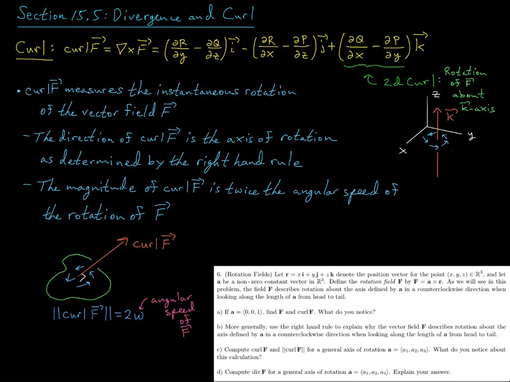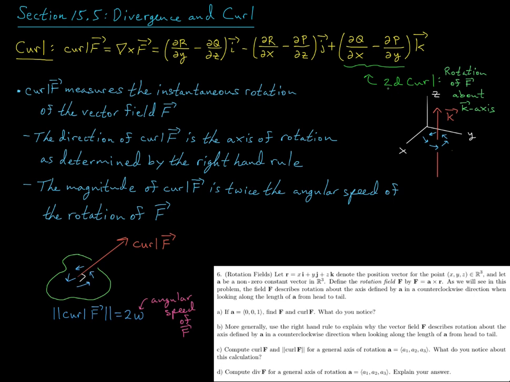Here, if I'm thinking about a vector field swirling around in the xy plane, and the curl's describing rotation of that field, we're really describing rotation about this axis determined by the vector k. And the amount of rotation is being measured by this quantity right here, partial Q partial x minus partial P partial y, right? It's just being measured by what we defined to be the two-dimensional curl.